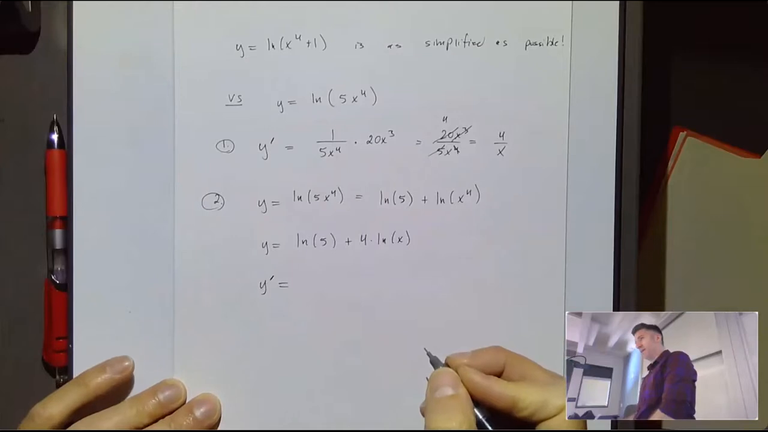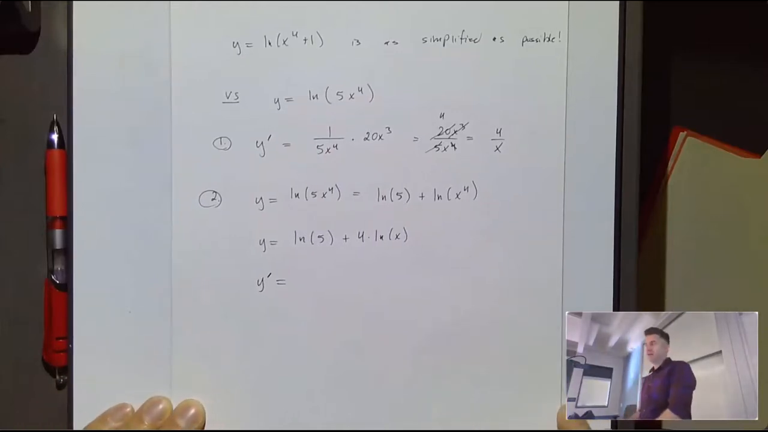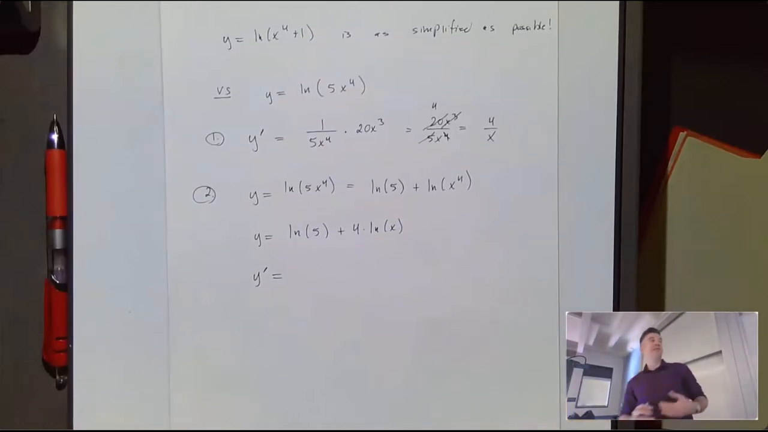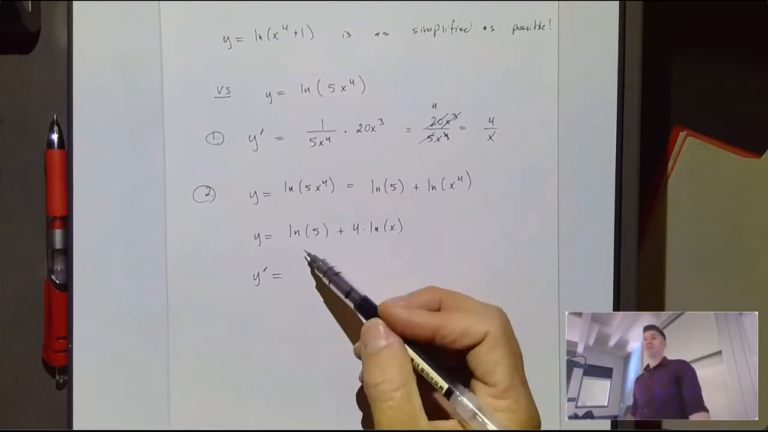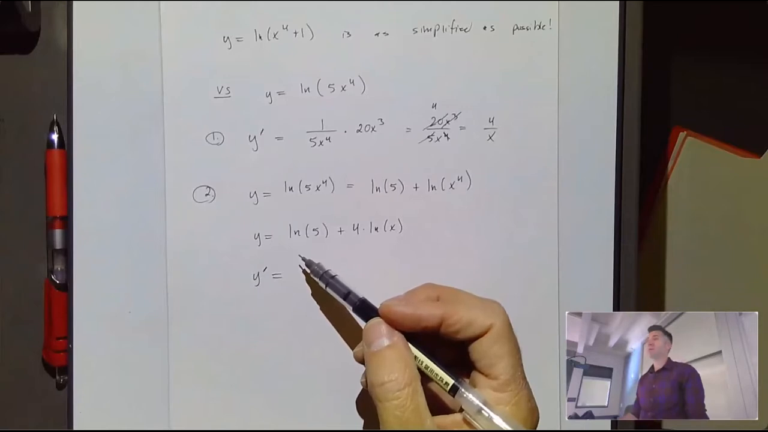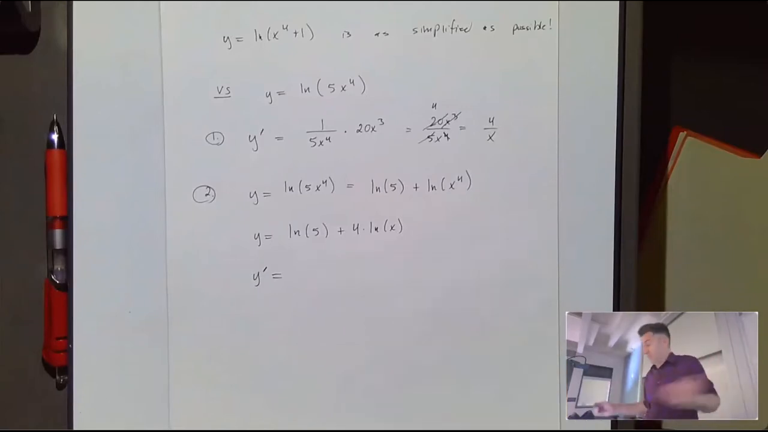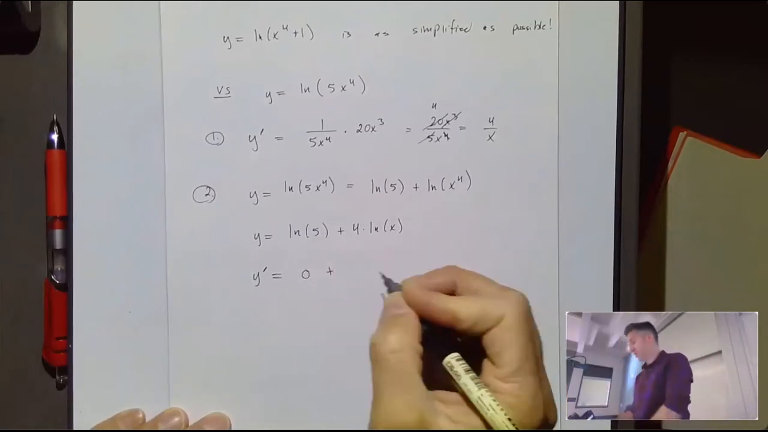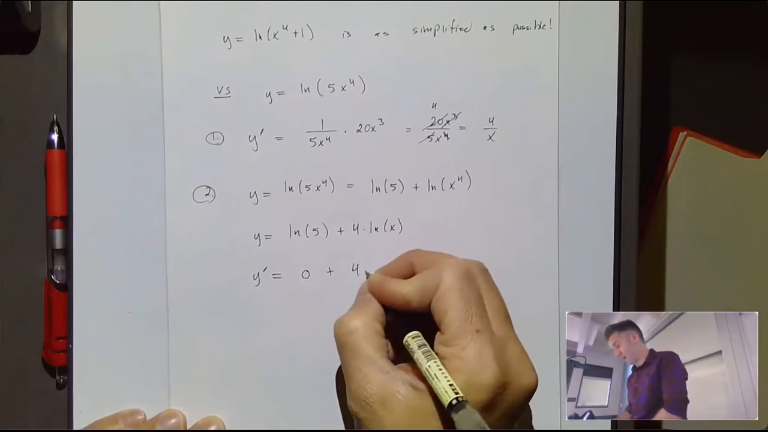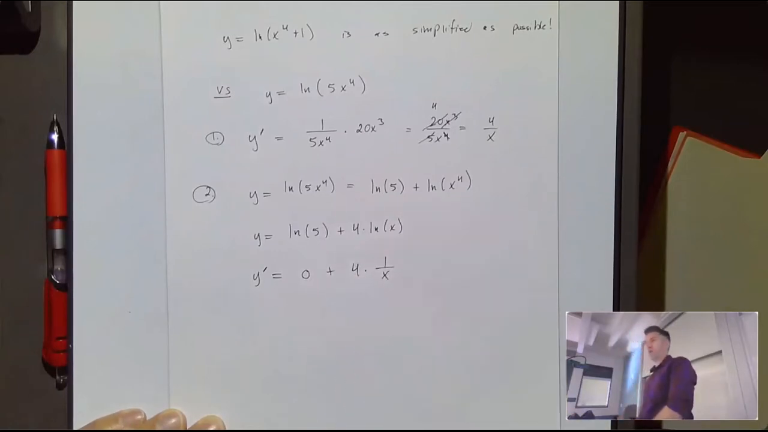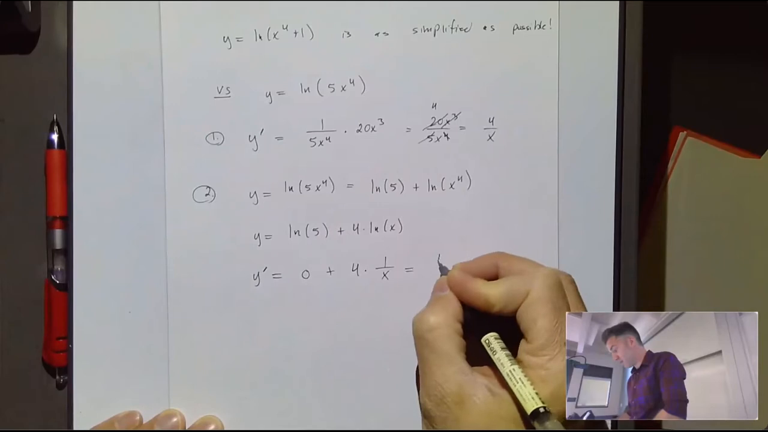All right, I'm going to ask you a question. It's not a trick question, but it's a question people often answer incorrectly. What's the derivative of the natural log of 5? 0, right? Because it's a constant. And then the derivative of 4 natural log of x is 4 times 1 over x. So we get the same thing, 4 over x.